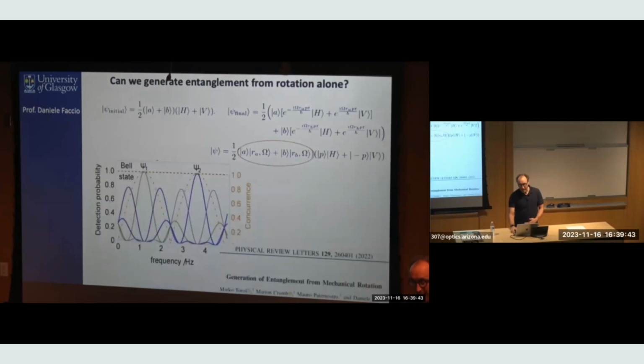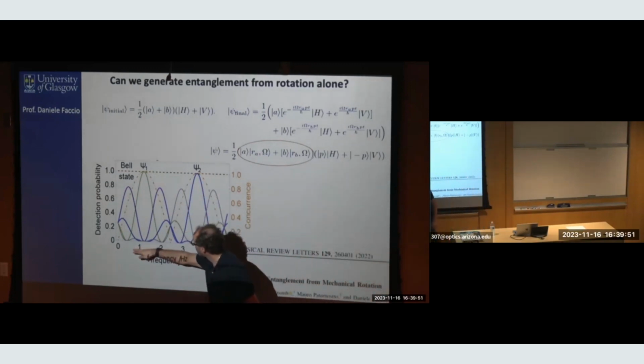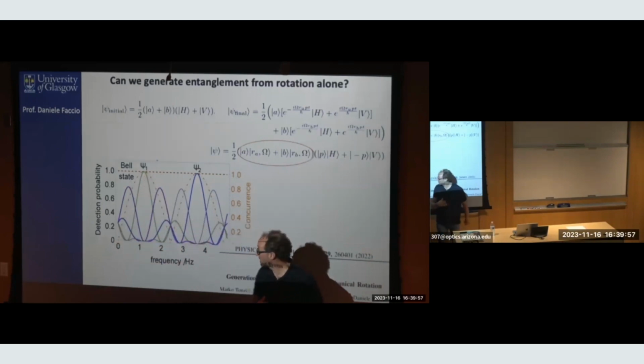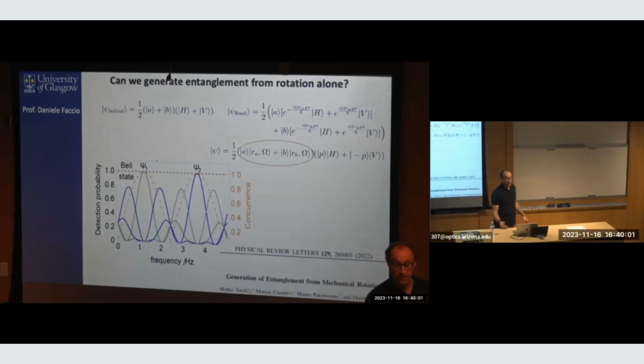And when you go through the maths, what you find is you can measure something called, for example, the concurrence, which is this curve here. And you can see as you start rotating, you have no entanglement, but then if you get the rotation rates correct, and it's still very low, it's still just 1 Hertz, you can observe perfect entanglement.